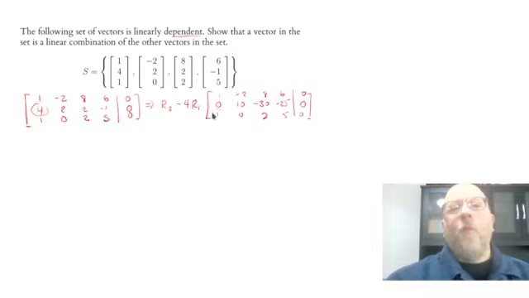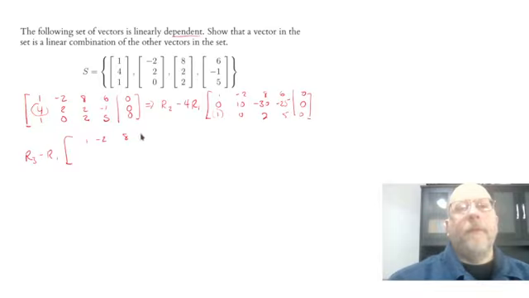Now we're going to get rid of this 1. We'll take row 3 minus row 1. Zero, 10, negative 30, negative 25, and 0. 1 minus 1 is 0. 0 minus negative 2 is 2. 2 minus 8 is negative 6. And 5 minus 6 is negative 1. All right.